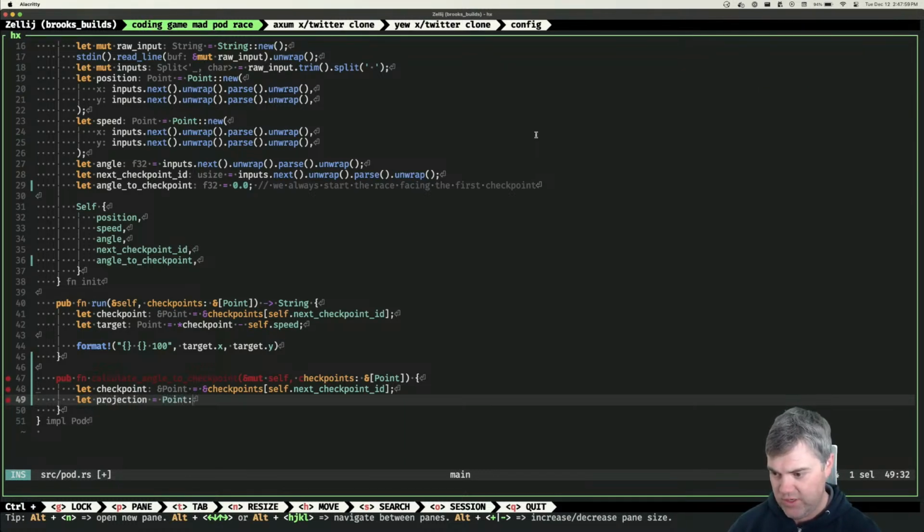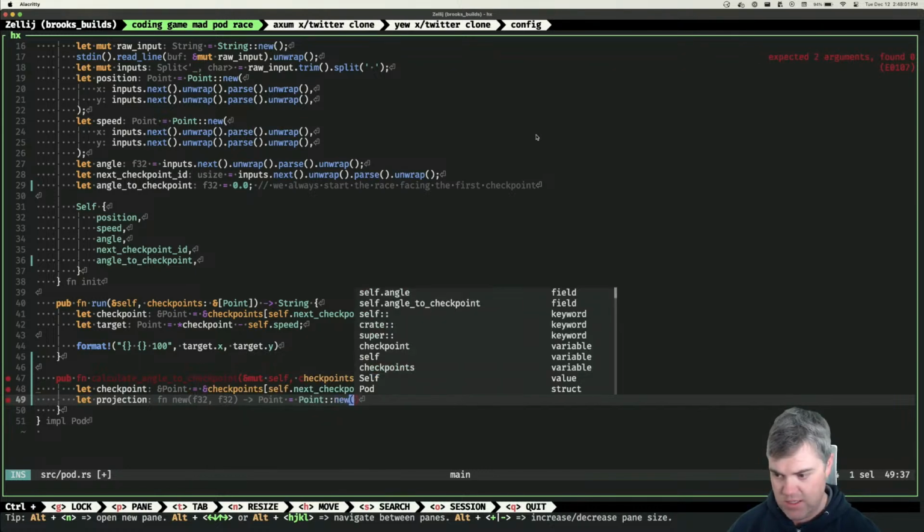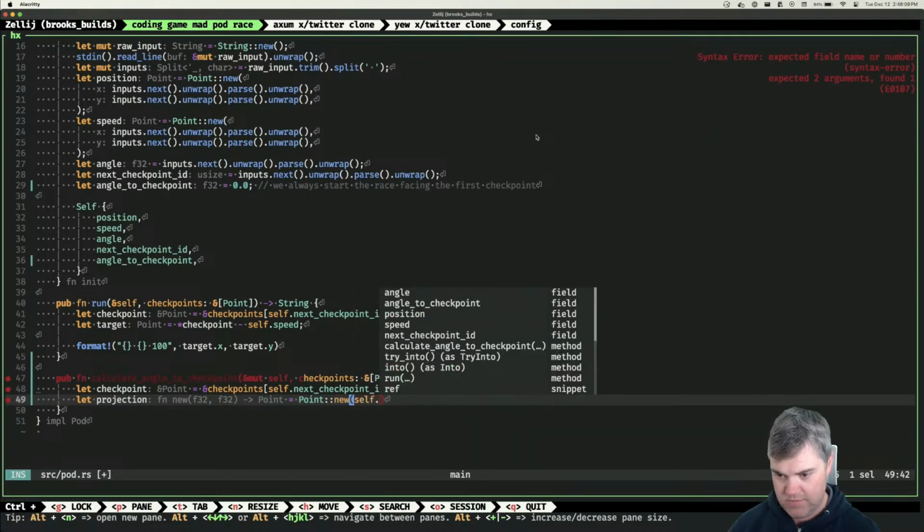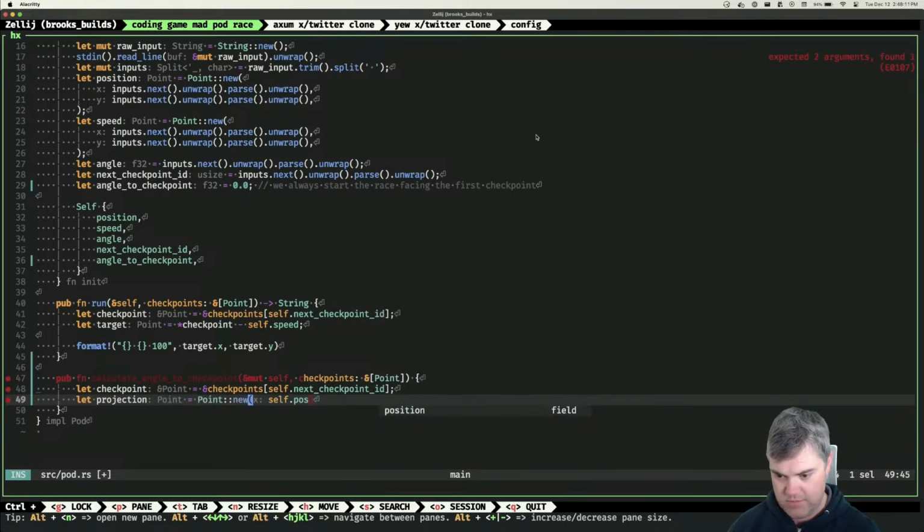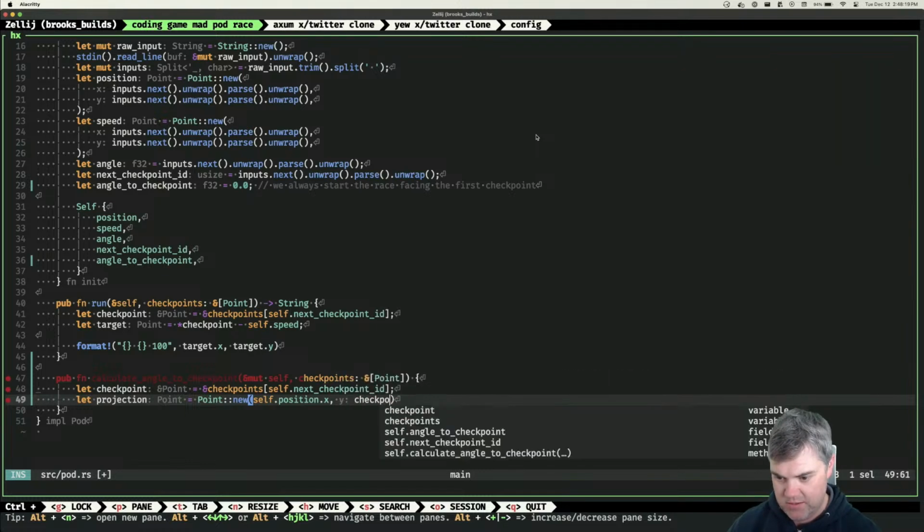So we're going to do a point, new. We need, it's going to be Rx. And then the checkpoint Y.